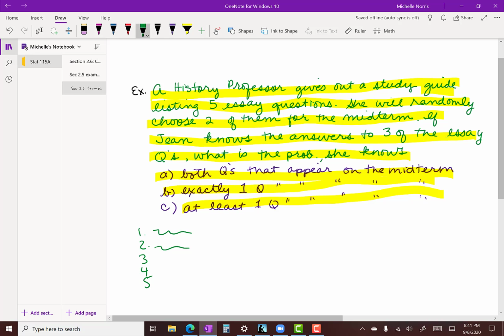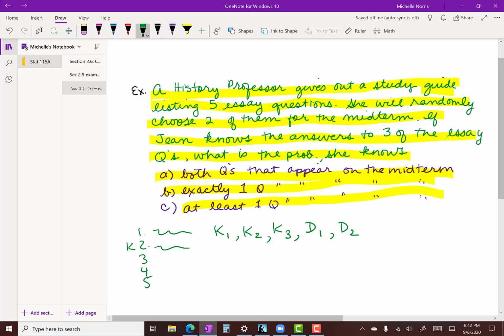But one thing that we have to keep track of is that Jean knows the answer to 3 of these, and she doesn't know the answer to 2 of them. So I think an easier way to write out the outcomes in the sample space is to renumber these questions using this notation. K1 is going to stand for the first question she knows. K2 is the second question she knows. K3 is the third question she knows. D1 is the first question she doesn't know, and D2 is the second question she doesn't know.